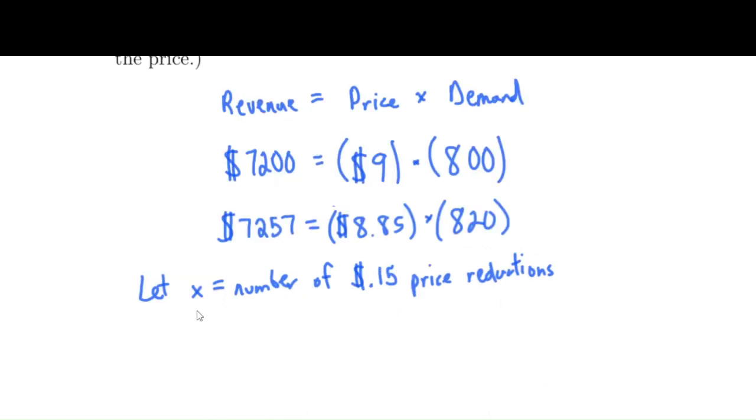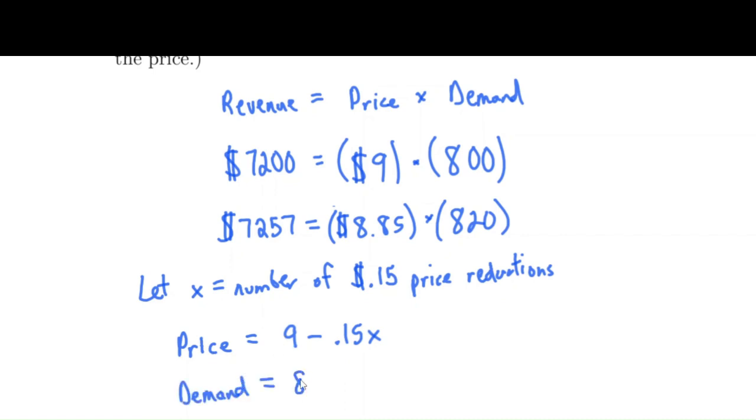Now, we're going to define a variable. We're going to let X be the number of 15-cent price reductions. So if X is, say, 2, then that means we have two 15-cent price reductions. That means we're decreasing the price by 30 cents. Now, notice then that the price will be $9 minus 0.15 times X. So again, if X was 2, this would be 0.30, and 9 minus 0.30 would be $8.70. That would be the price. Or if we have 10 price reductions, that means we're decreasing it by $1.50. Well, then the price would be 9 minus $1.50. That'd be $7.50.